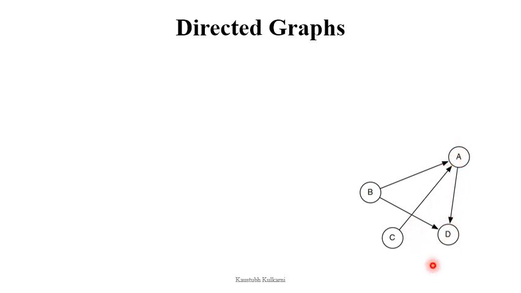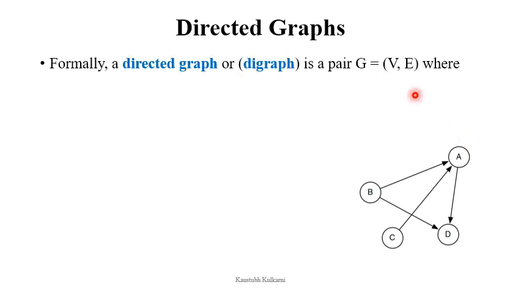Now, as you can see, there is some significance to this direction. You cannot say that the edge is AB. No, the edge is BA, from B to A, from C to A. So you can say it in only one way. And therefore, our definition will also have a slight change.